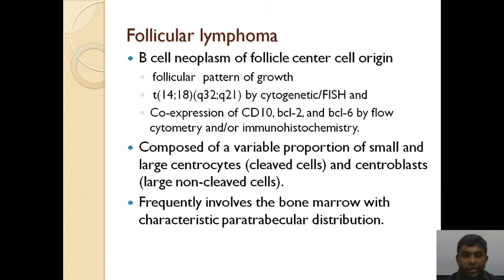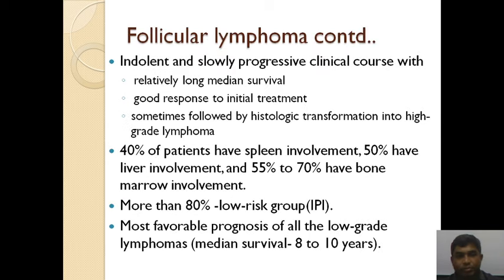So what are the different types of cells which are seen morphologically? This could be cleaved cells or large non-cleaved cells, what we call centrocytes and centroblasts. These are two main types of cells. It could be a combination of these two cells or just the presence of one cell. It is the one which commonly involves the bone marrow with characteristic paratrabecular involvement.